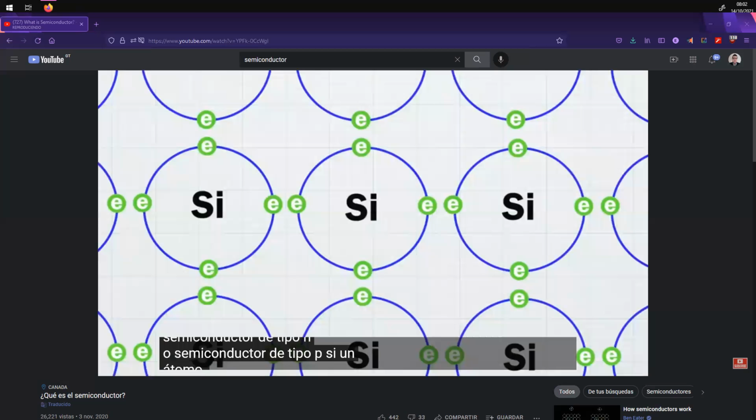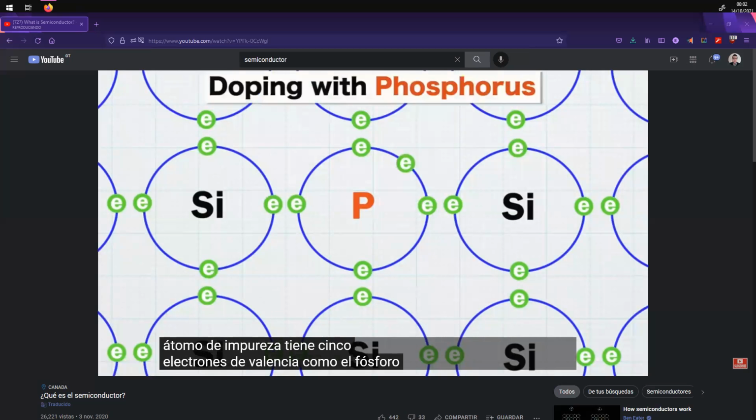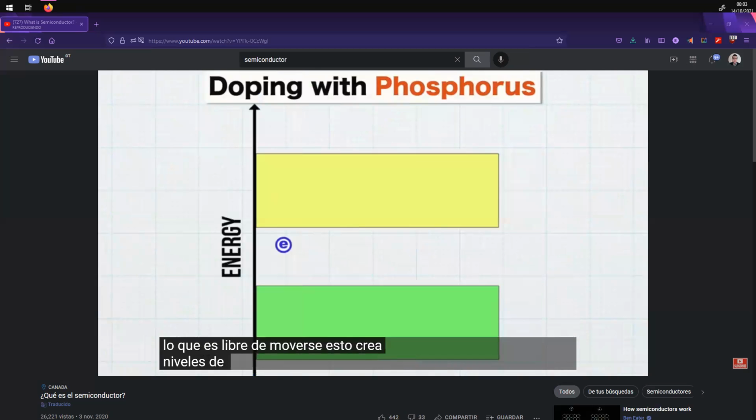If an impurity atom has 5 valence electrons, such as phosphorus, 4 valence electrons can bond with 4 adjacent silicon atoms, and the 5th electron has nothing to bind to, so it's free to move around. This creates extra electron energy levels.